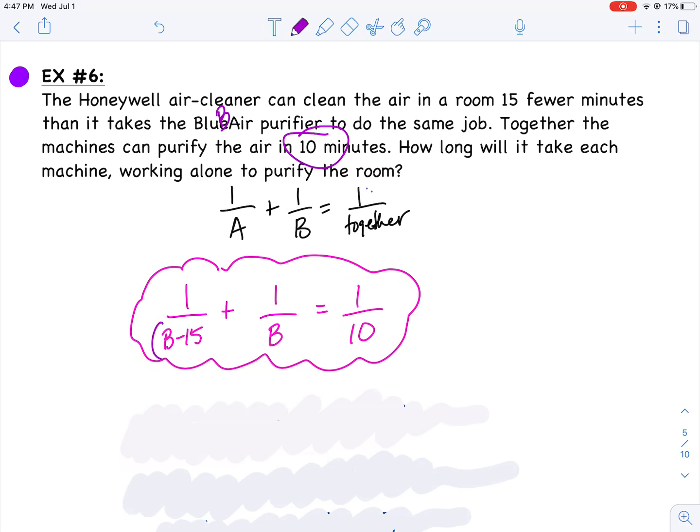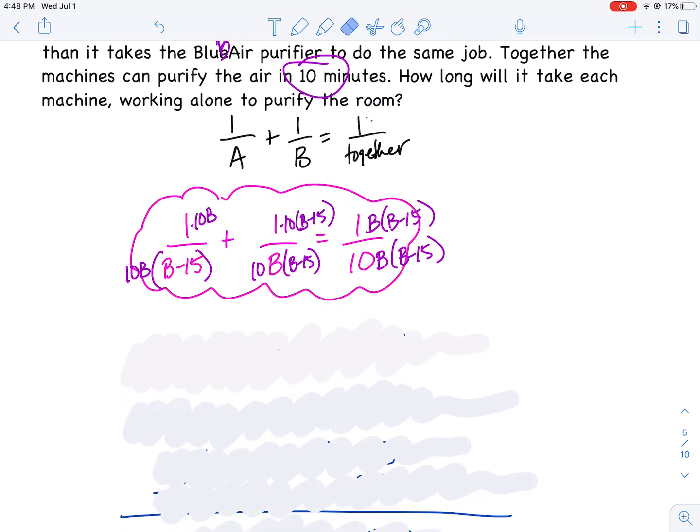It looks like this first fraction is missing a factor of a 10 and a b, so that it has a 10, a b, and a b minus 15. The second fraction is missing a 10 and a b minus 15. And the last fraction looks like it's missing a factor of a b and a b minus 15. All right, now that my denominators are the same, they all have a 10, a b, and a b minus 15. Once my denominators are equal, I can go ahead and worry about the numerators.